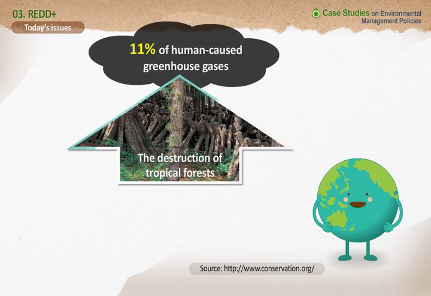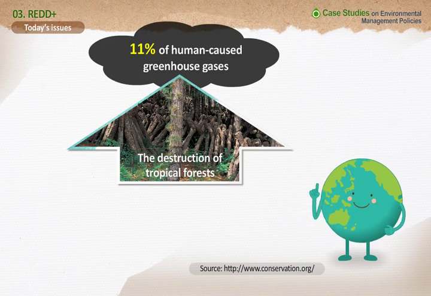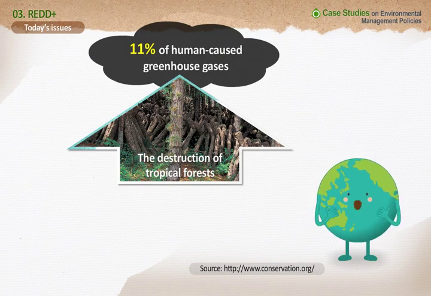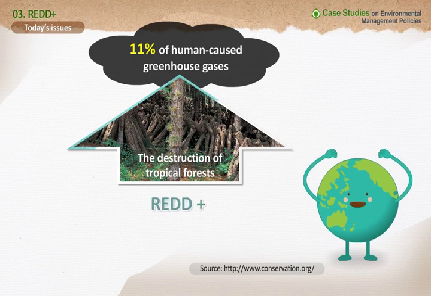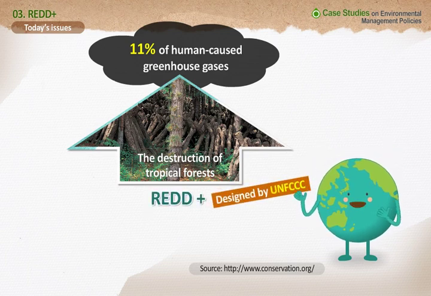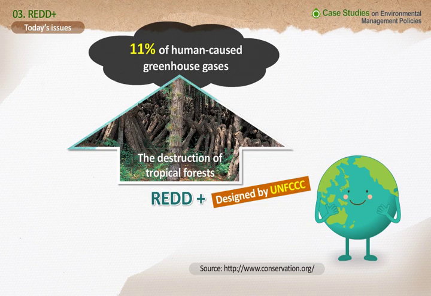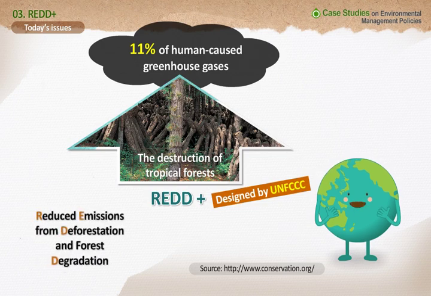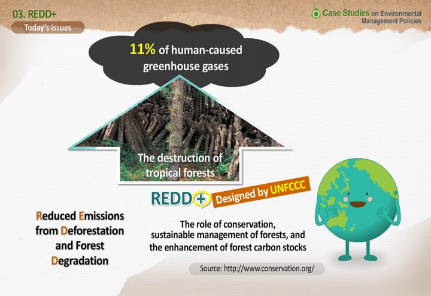About 11% of human-caused greenhouse gases comes from the destruction of tropical forests. REDD+ is a system being designed by the United Nations Framework Convention on Climate Change to reduce these emissions. REDD+ is the abbreviation of Reduced Emissions from Deforestation and Forest Degradation, plus the role of conservation, sustainable management of forests, and the enhancement of forest carbon stocks.